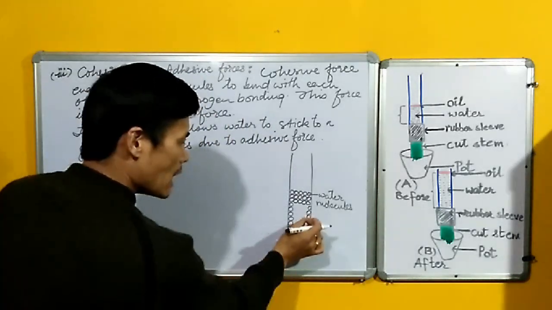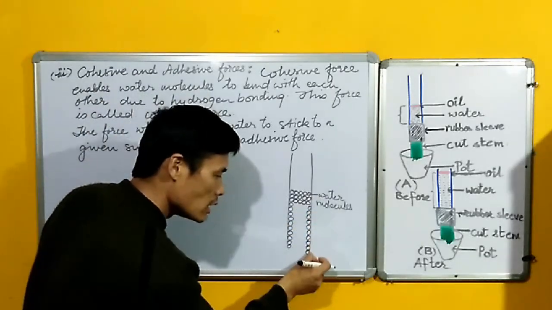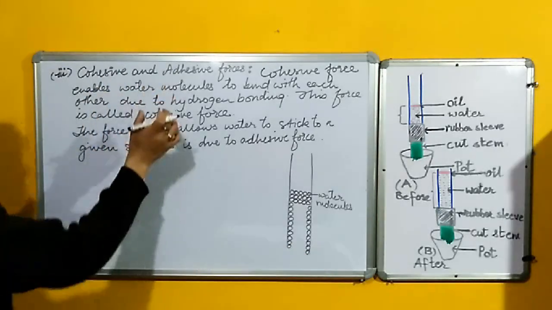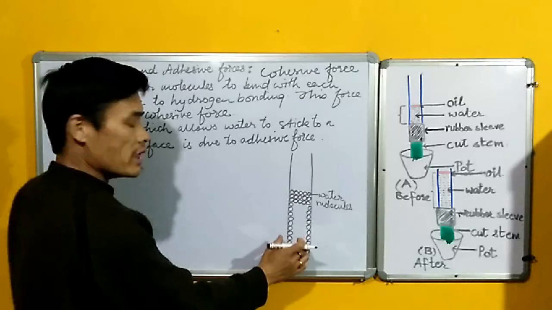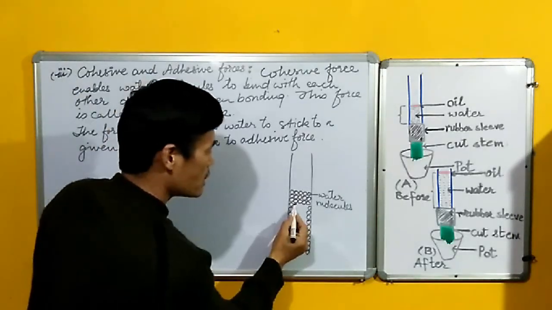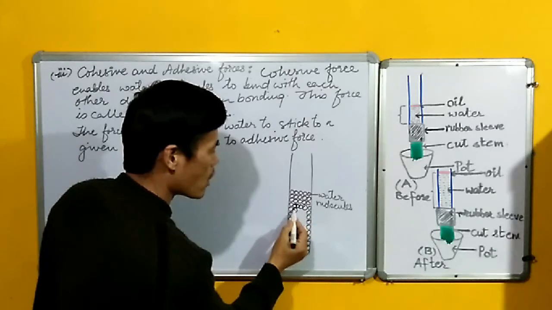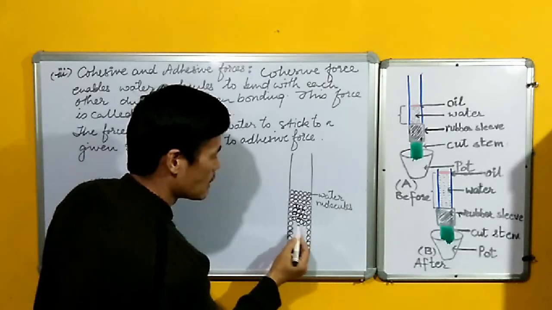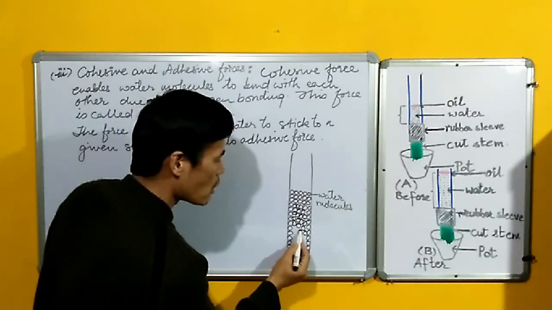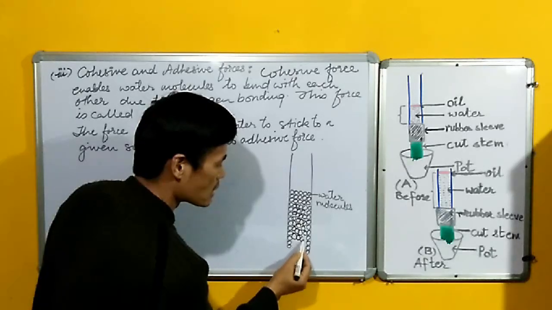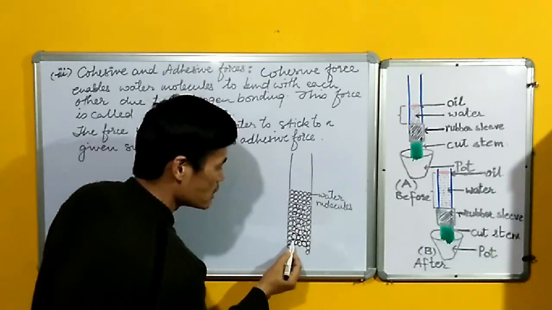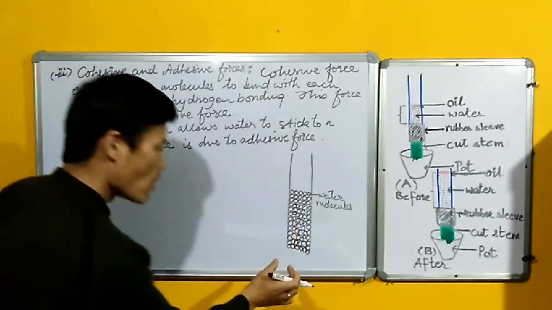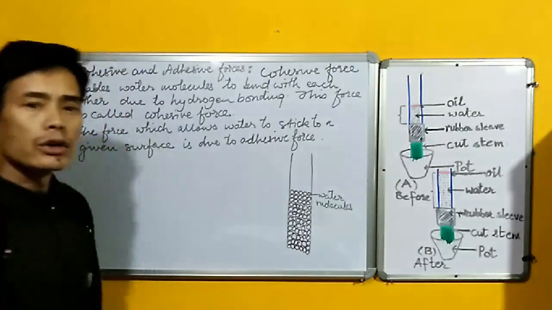This force, which enables the water molecules to stick to the inner surface of the xylem vessel, is due to the adhesive forces. When this happens, there is a continuous column of water in the xylem vessel, and this continuous column of water enables the maintenance of continuity of the water column from the root up to the shoot system.